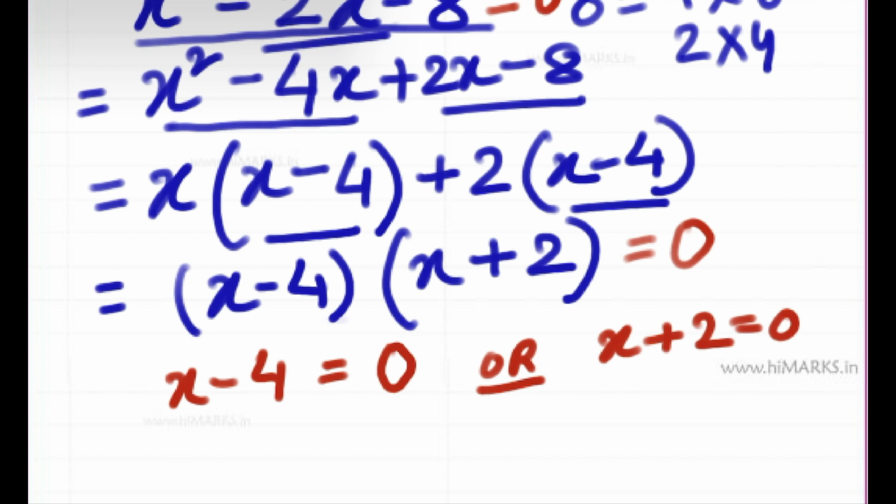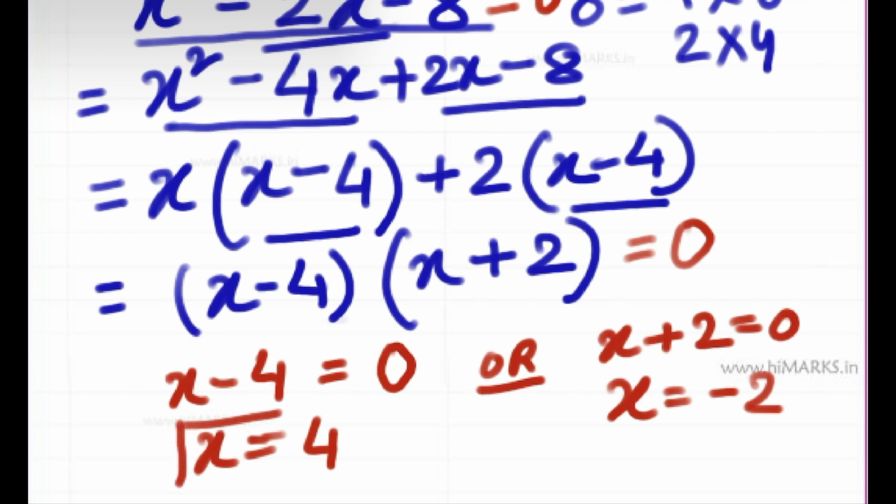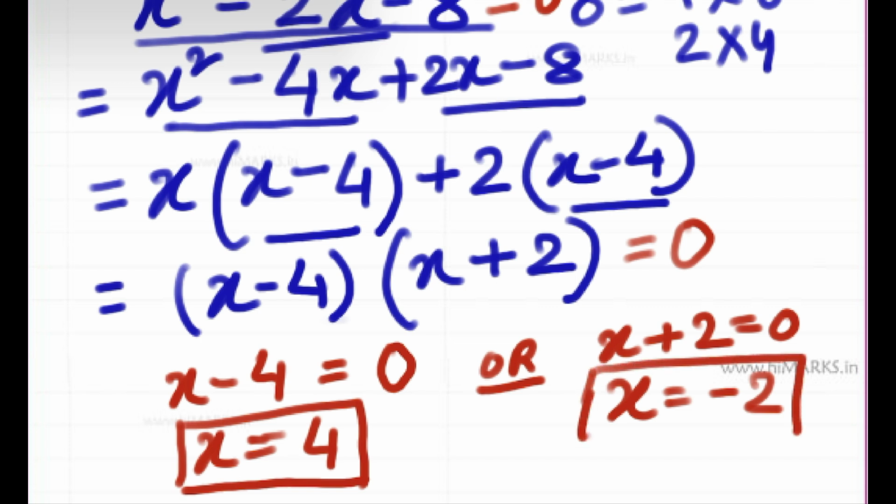If x minus 4 equal to 0, then when minus 4 comes to this side it will be plus 4, so the answer is 4. Here x equal to 0 minus 2, so minus 2 is one more solution. These are called zeros of the polynomial. x equal to 4 and x equal to minus 2 are the two zeros of the polynomial.